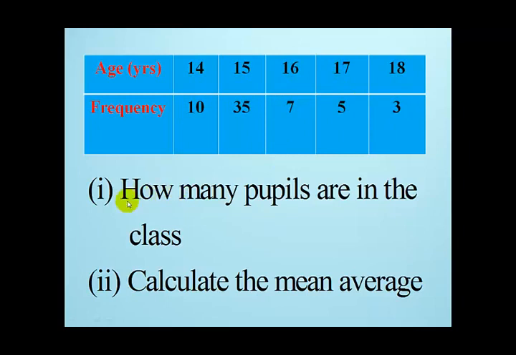Now how many people are in the class? Take note that if you want to know the number of people who are in the class, you have to add the frequencies together. So we are asked how many people are in the class. Calculate the mean average from the table.